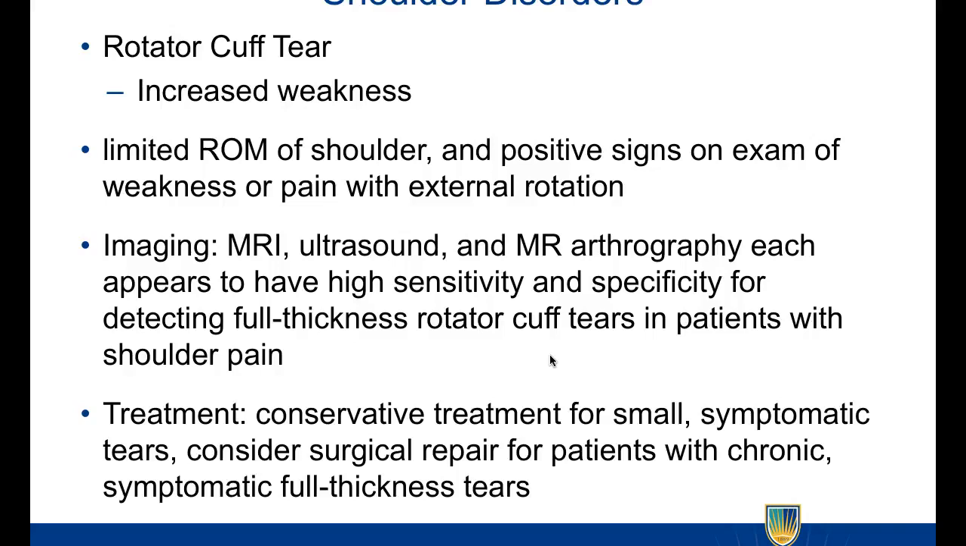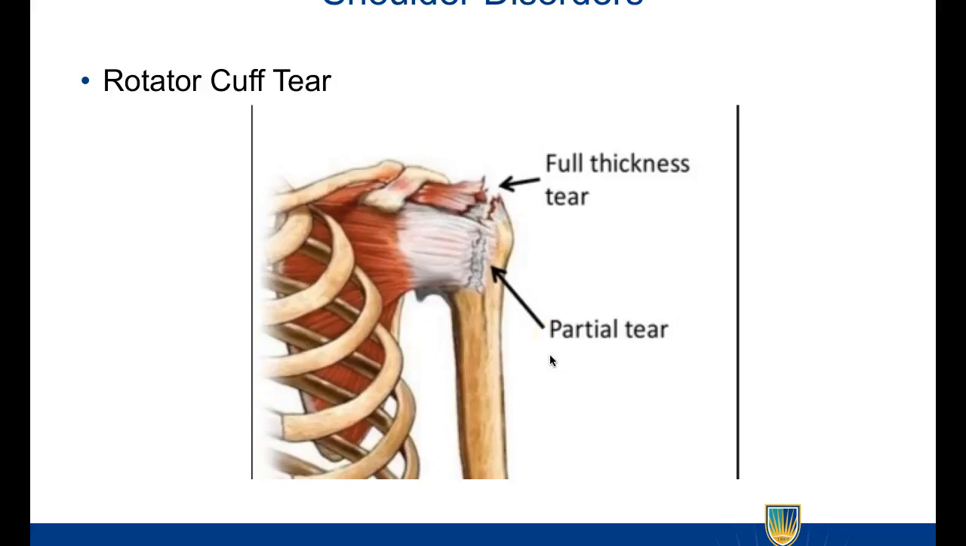Imaging. MRI, ultrasound, and MRI arthrography each appear to have high sensitivity and specificity for detecting full-thickness rotator cuff tear in patients with shoulder pain. Treatment. Conservative treatment is an option for small symptomatic tears. Consider surgical repair for patients with chronic, symptomatic, or full-thickness tears. Here's full thickness and partial.